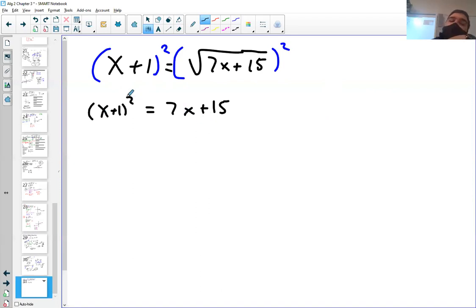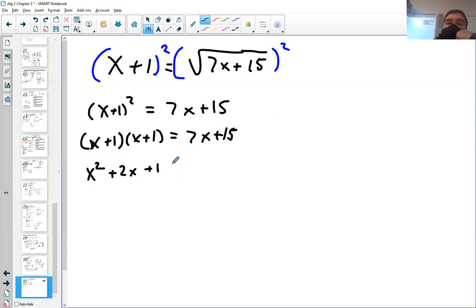You cannot distribute a power when there's a plus or minus sign. So what can we do instead? You FOIL. I'm gonna do it quickly though. X squared plus 2x plus 1. So remember, if you have an exponent over what we call a polynomial, so there's multiple terms, you cannot distribute it. You have to FOIL it out.